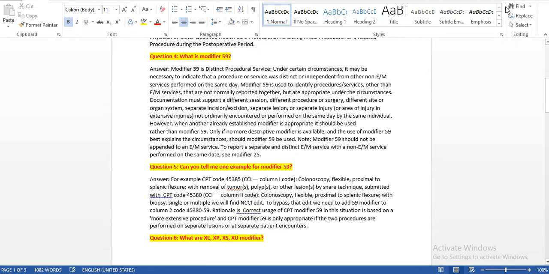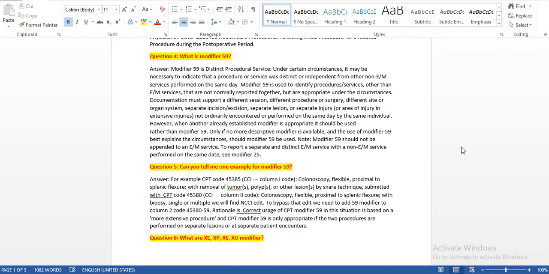Question 4. What is modifier 59? Answer. Modifier 59 is a distinct procedural service. Under certain circumstances, it may be necessary to indicate that a procedure or service was distinct or independent from other non-E&M services performed on the same day. Modifier 59 is used to identify procedures or services other than E&M services that are not normally reported together but are appropriate under the circumstances.